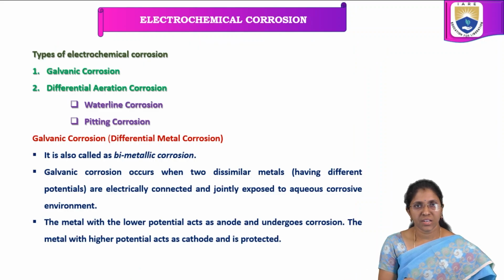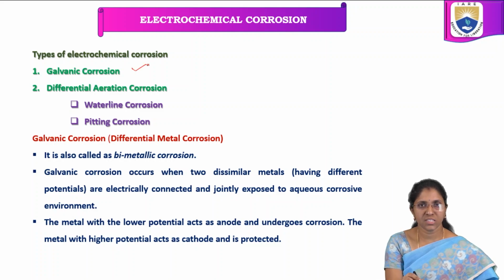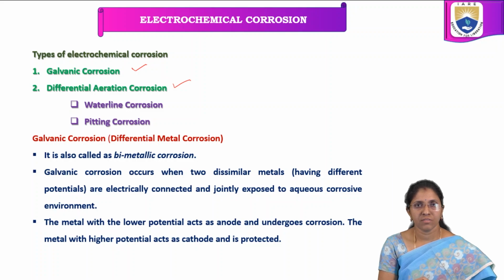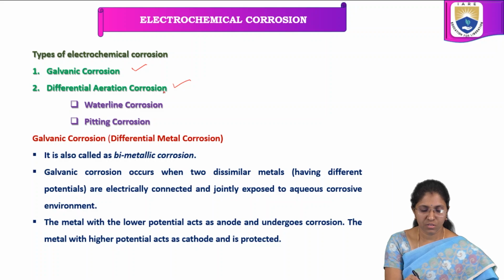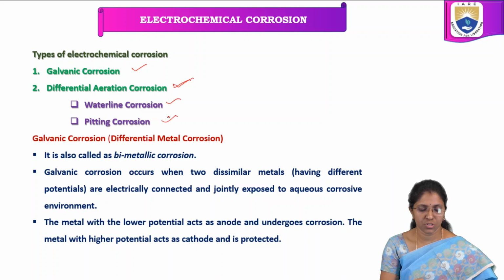Types of electrochemical corrosion. The first one is galvanic corrosion. The second one is differential aeration corrosion. Differential aeration corrosion is again divided into waterline corrosion and pitting corrosion.